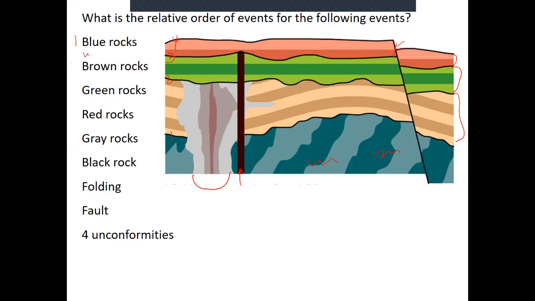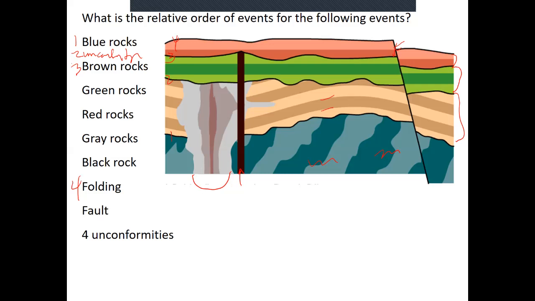Then we have the unconformity. That's uplift and erosion. Then the brown rocks. The brown rocks are sedimentary rocks. You can tell that because they're in beds. You can see how they're folded. They didn't form that way. They're originally horizontal, so they must have been folded. So the folding comes next.